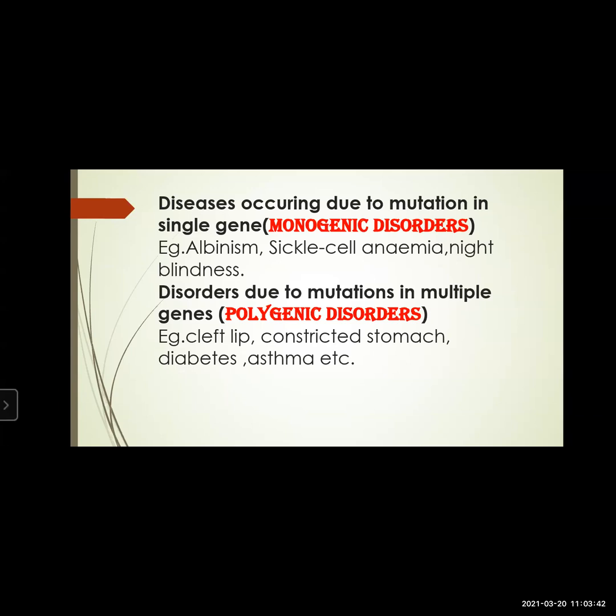Now, albinism, you all know, is a genetic disorder. Our eyes, skin, hair, everything becomes colorless. That is, it is without the presence of melanin pigment.